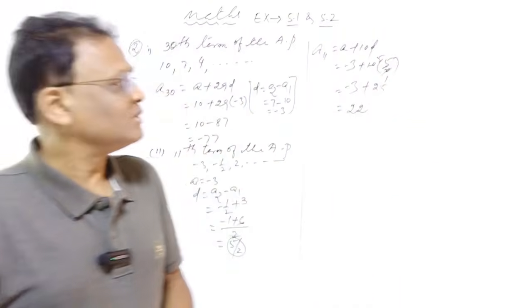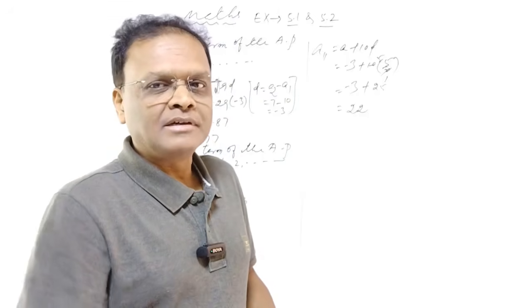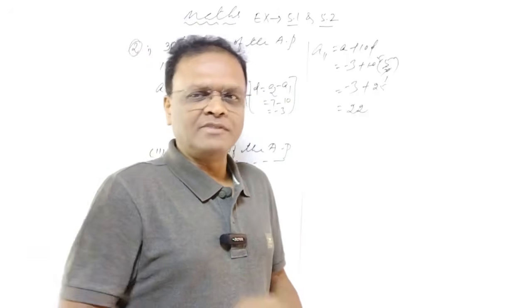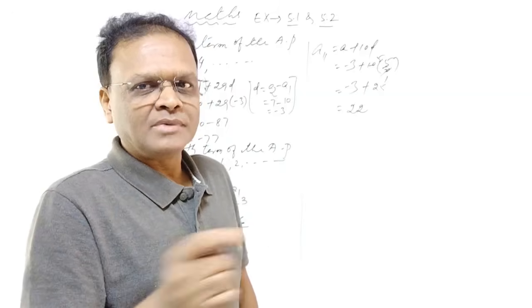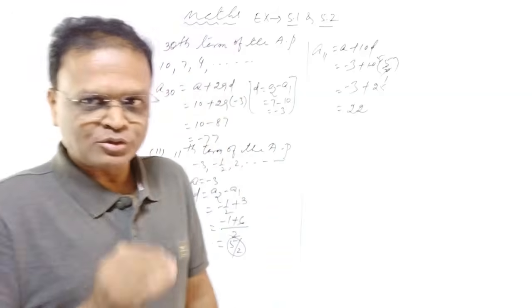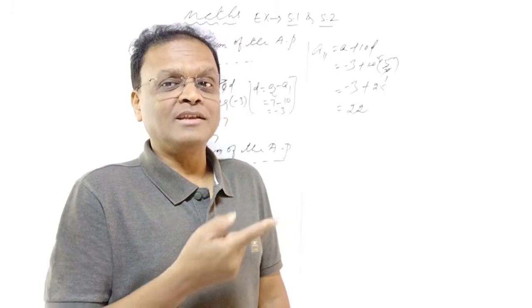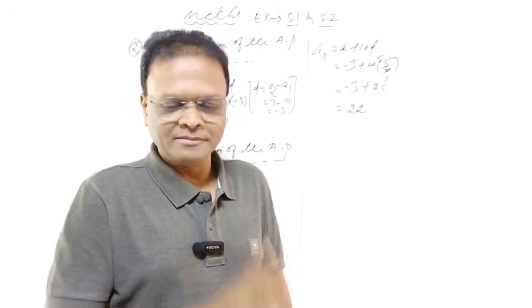So in question number 2, what was he asking? He was just asking to find the term: 10th term, 11th term, 20th term, 50th term. Very simple. If it is the 10th term, A plus 9D. If it is the 20th term, A plus 19D. Just reduce 1, because the formula is A plus N minus 1, where N is the number of terms, 10. 10 minus 1 is 9.